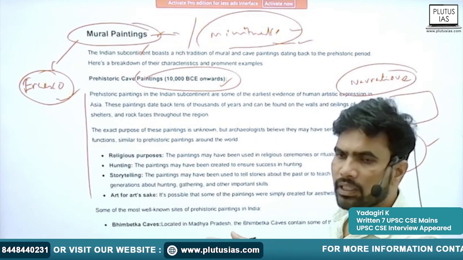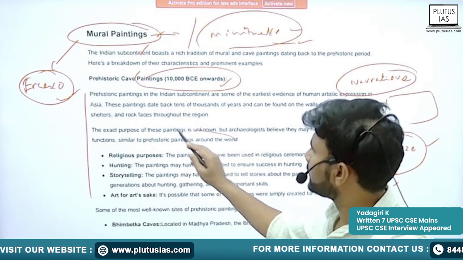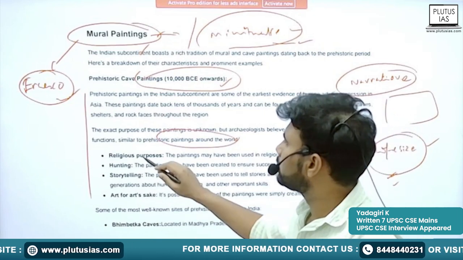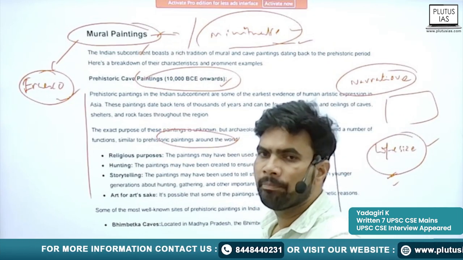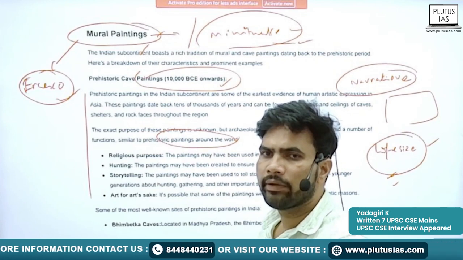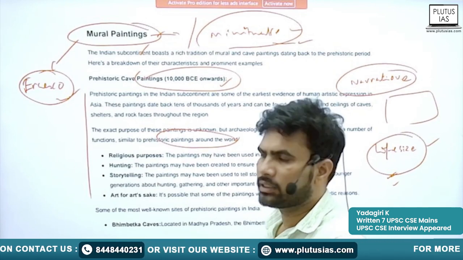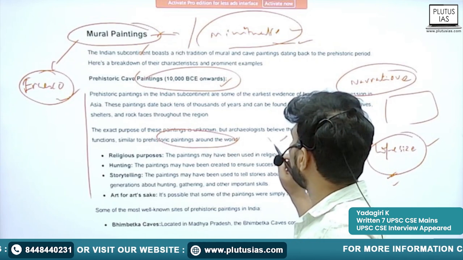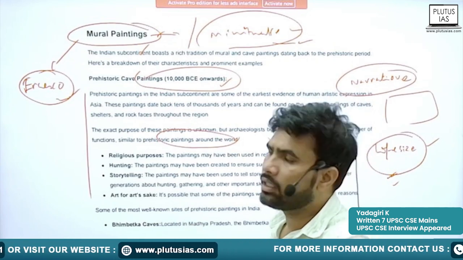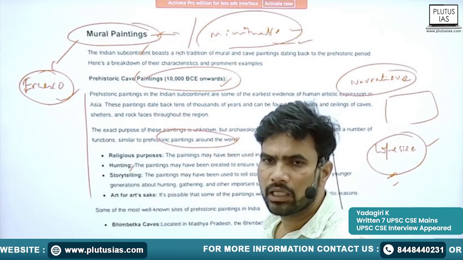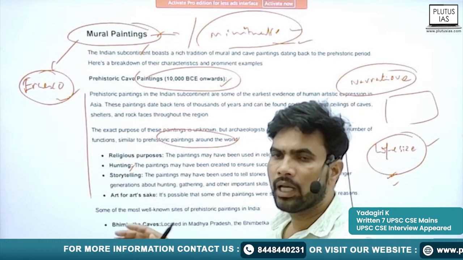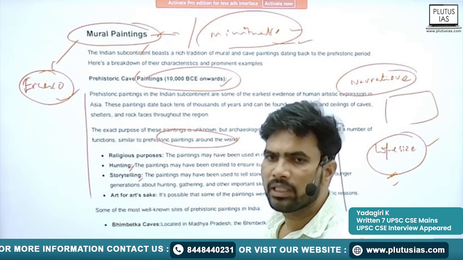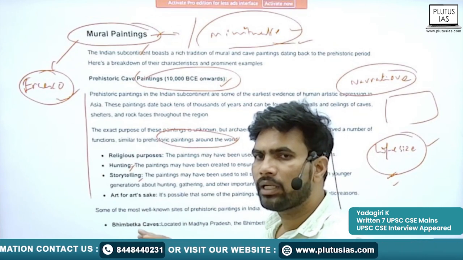The purpose of the paintings, if we interpret them, is majorly religious. If you see the images, you will understand. There you will see some kind of worship places, where paintings of primitive gods have been drawn. Hunting scenes will be there, a group of people hunting an animal. Storytelling will be there, so paintings will be telling a story.